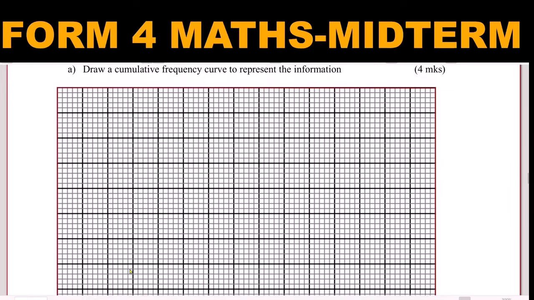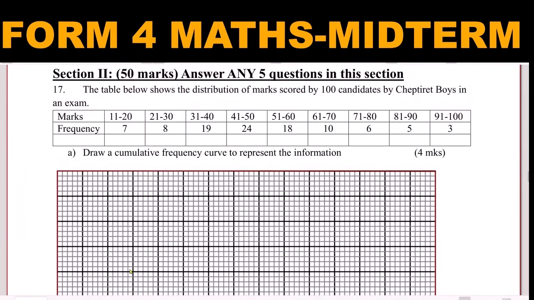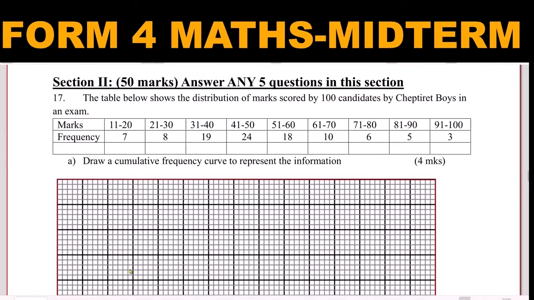So let's go to the process of drawing the cumulative frequency curve. What do you need to draw the cumulative frequency curve? You need the upper class boundaries of those classes given, and then you need the cumulative frequency. That is the first thing. You plot the cumulative frequency against the class boundaries. So that is what you're going to do. I've drawn these. I'm going to explain how you're supposed to draw these step by step.